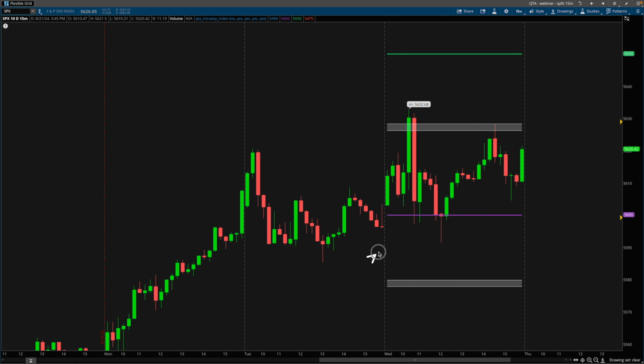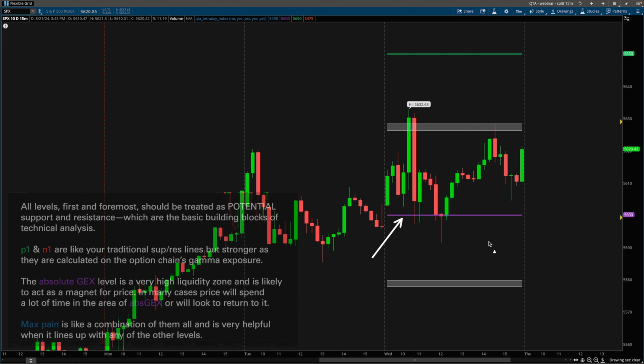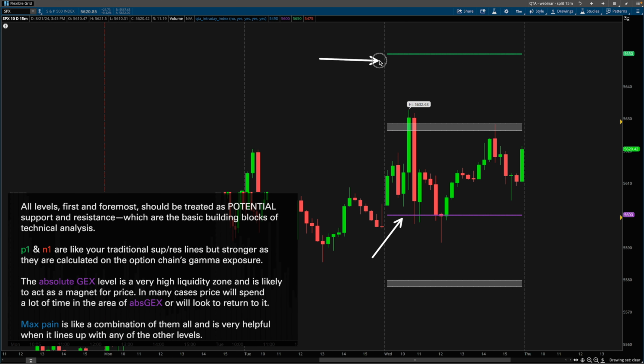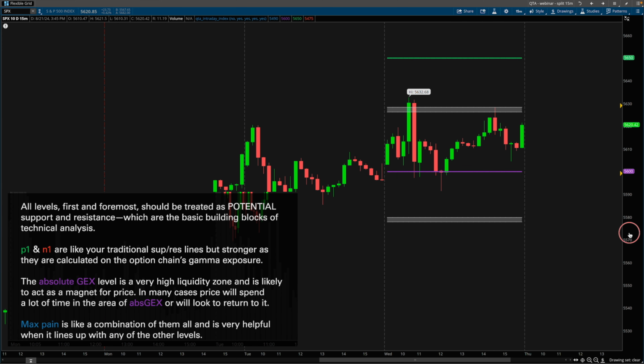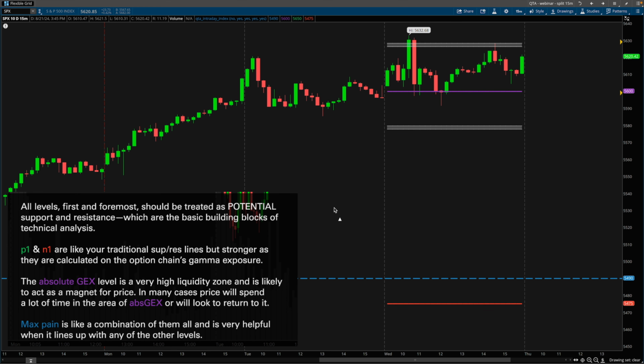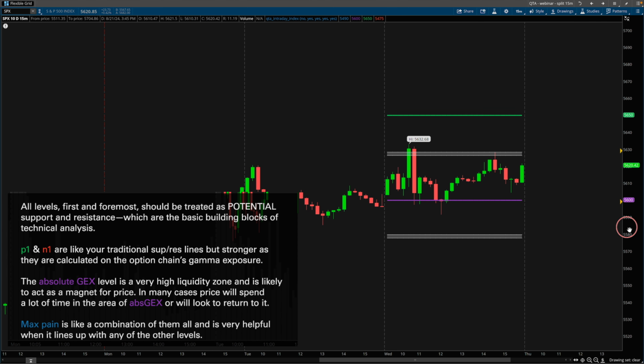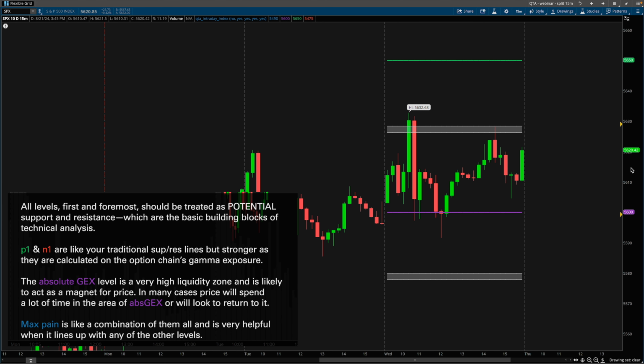This strike right here is the absolute gamma strike for Friday's expiration. That was calculated from pre-markets, and this is our highest positive gamma strike for the Friday expiration. The level all the way down here, this dash blue level, is our max pain for Friday expiration, and then this is our highest negative gamma strike for the Friday expiration. So we are already getting some of the very important gamma exposure levels for the week.